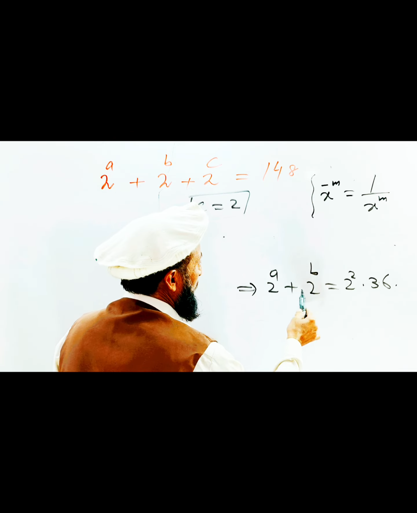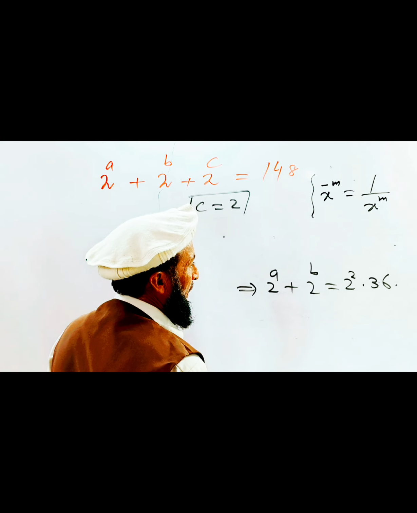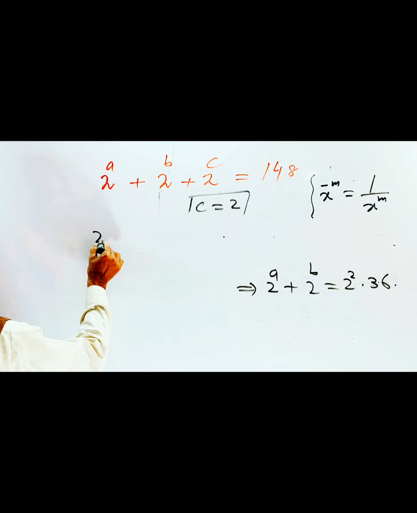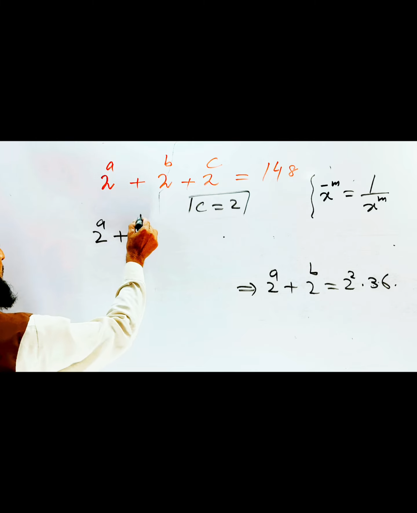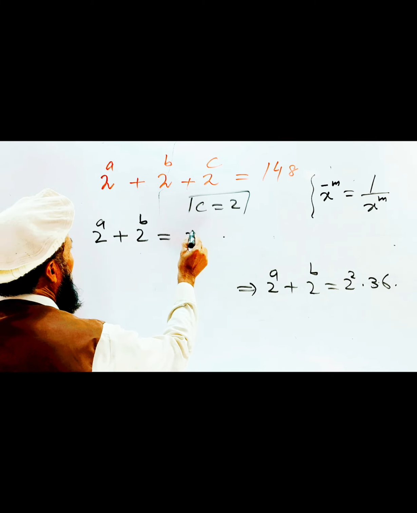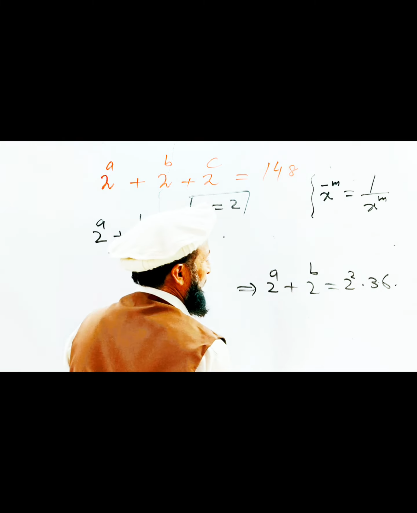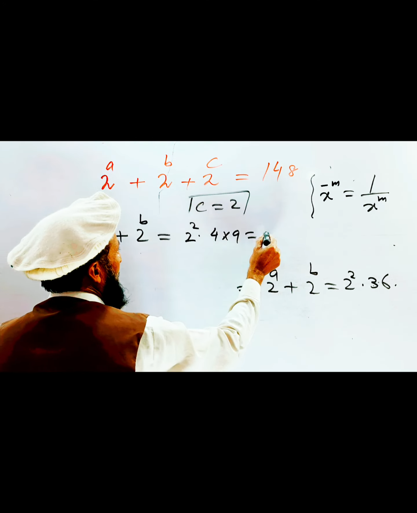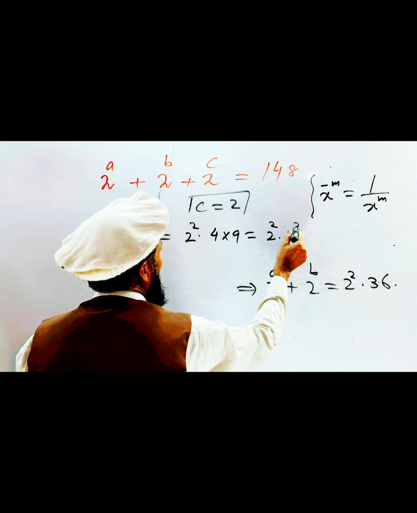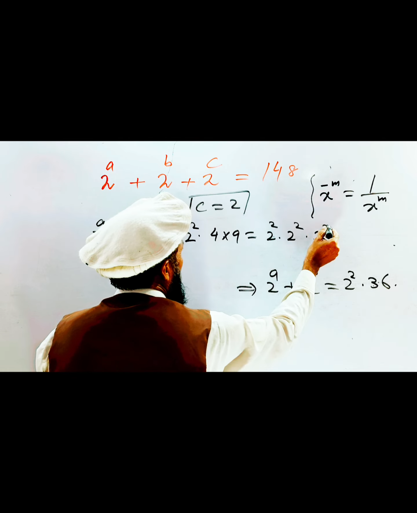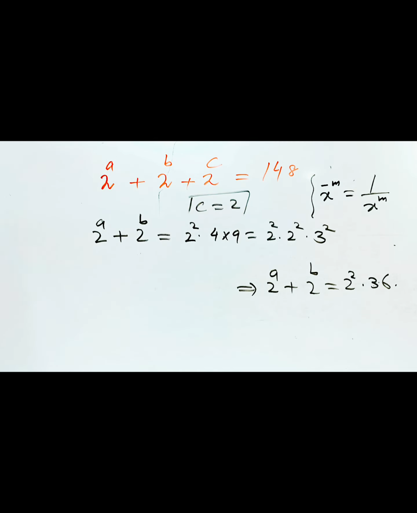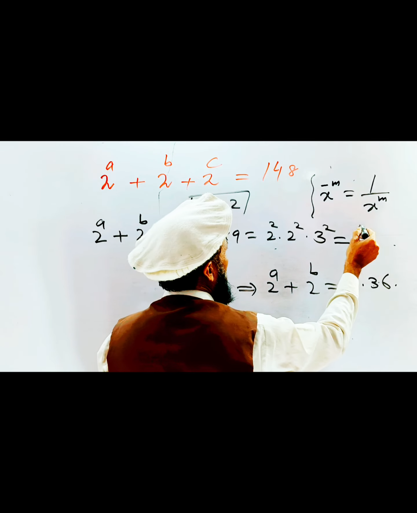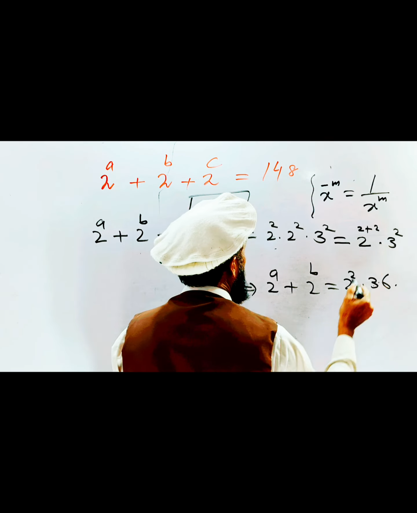Both a and b are even numbers, and here also both are even numbers. Now we change this result. So 2^a plus 2^b is equal to 2 square and 2, and this one we can write as 4 multiplied by 9, that is 2 square into 3 square. Now look here, if we take the base, we will get 2 plus 2 and 3 square.